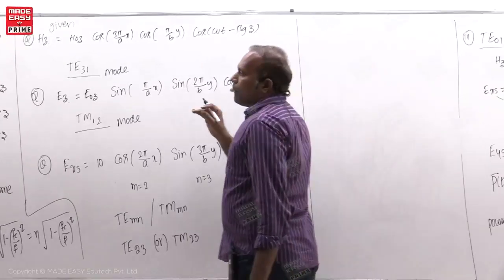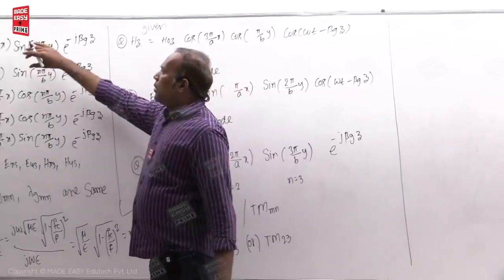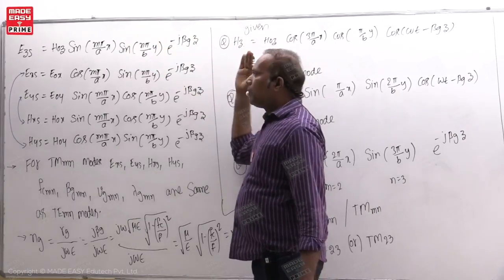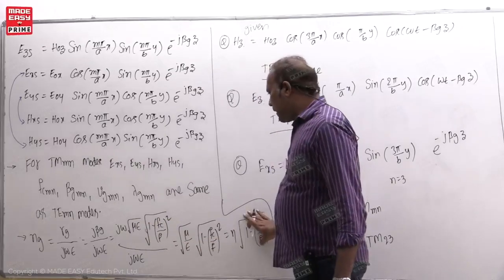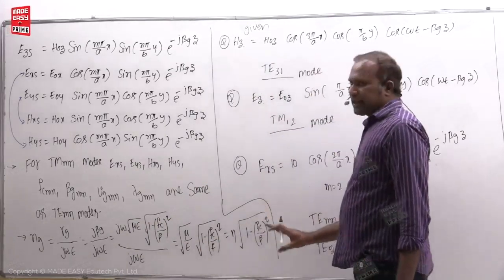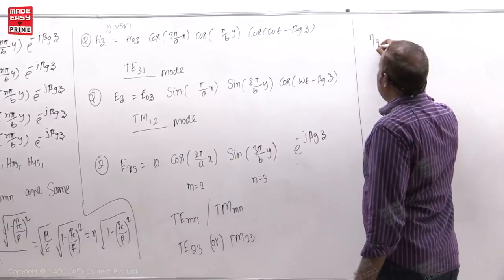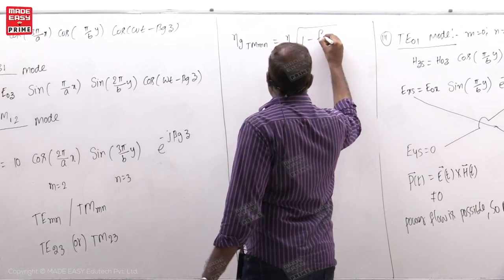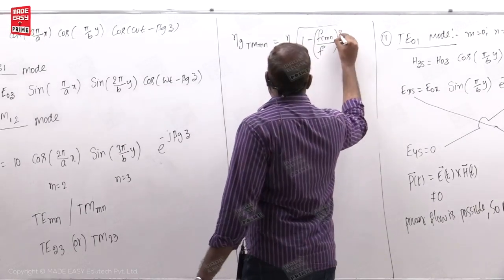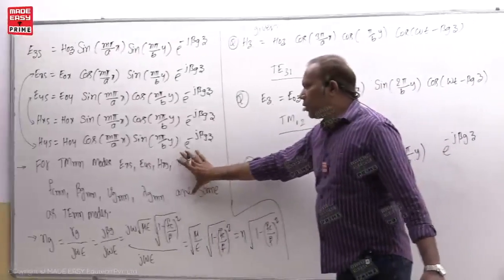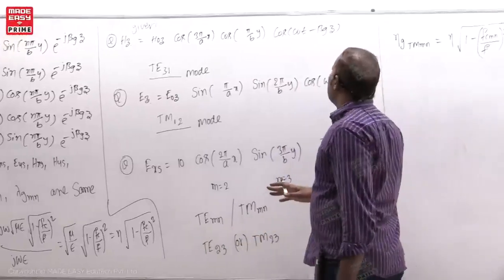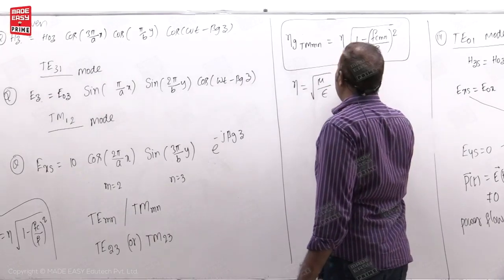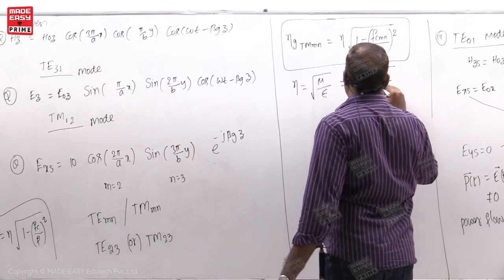I told you for TE mode and TM mode, only this equation differs: for TE mode HZS is present, for TM mode EZS is present. For TE mode eta formula, this factor is in the denominator. For TM mode, this factor is in the numerator. That is the only difference. So I am putting in the box eta g for TM mn mode is equal to eta into root of 1 minus fc mn divided by f whole square. After writing this, your life is very simple to remember the formulas. It will become easy for you. So this one is for TM mode, where eta is root mu by epsilon, that is 120 pi root mu r divided by epsilon r.